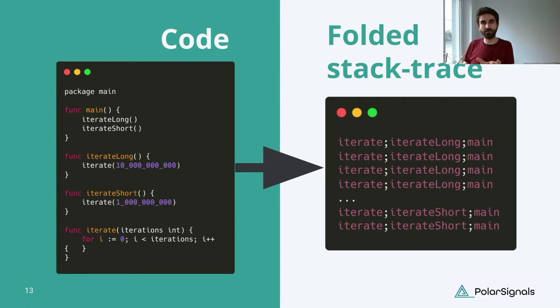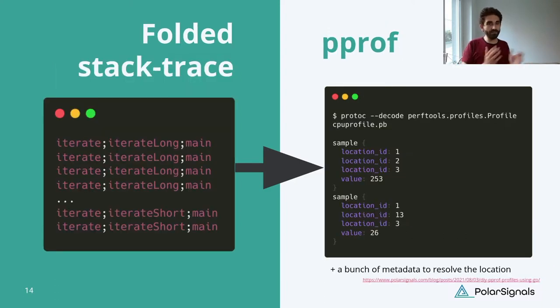It's super easy to understand because it's just simple. It represents a stack of calls, and whenever you see that stack, you just put an entry in there, and you can just count them over. But it's a lot of redundant information. That same folded stack trace can be interpreted in the pprof format, as an aggregation of the locations and how many times we actually saw that stack trace.